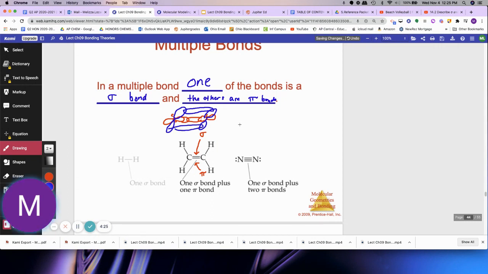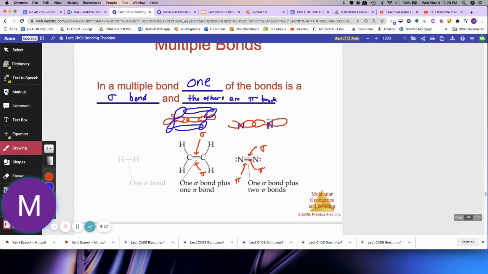If you had a triple bond between an N and an N, this is what it looks like. The first bond is always the sigma, so you'll have the sigma bond in the x direction. Then the second bond is a pi, and the third bond is also a pi.